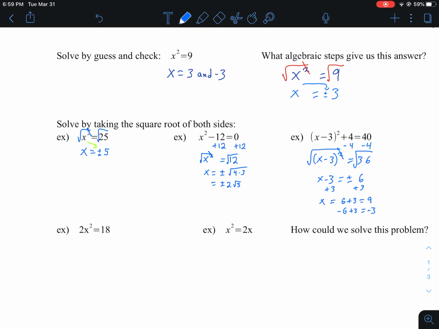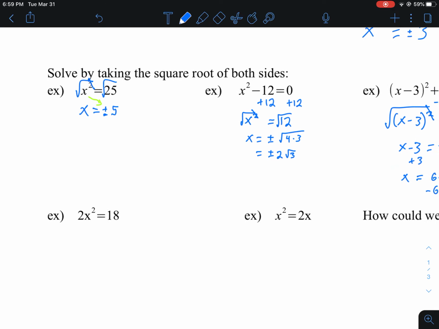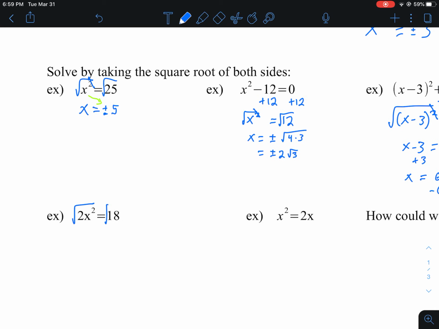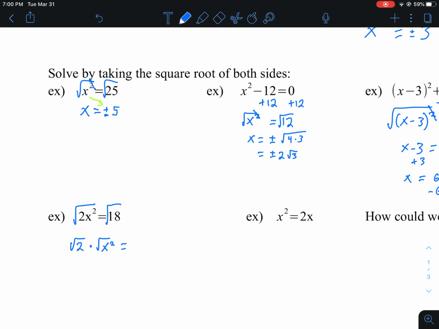Okay, the next problem, 2x squared equals 18. Like I said before, you could square root both sides right away, but that's not necessarily the easiest thing to do. So the square root of 2, we don't know quite what that is. The square root and the square will cancel for the x. We can split it up like this. The square root of 18 is, let's see. I'll just leave it the square root of 18. Now, the square root and the square cancel. Don't forget the plus or minus. Divide by the square root of 2.